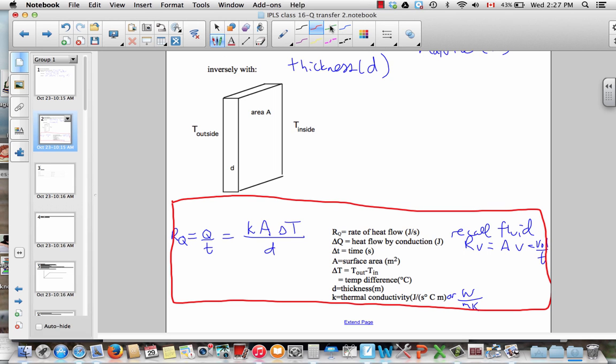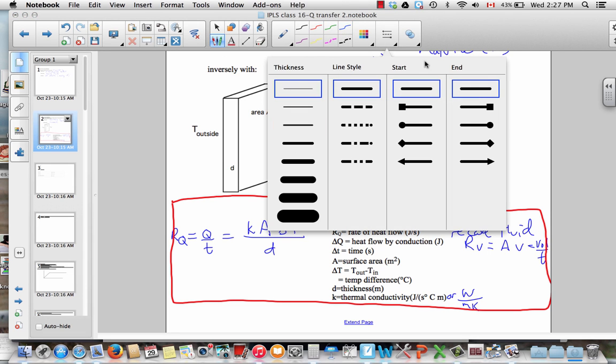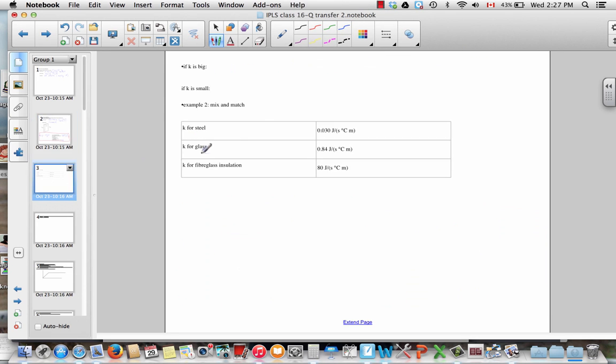Now, let's talk a little bit about the thermal conductivity K. So if K is big, that's a good conductor. So what's an example of a good conductor of thermal energy? Well, that would be something metallic. That's why we make pots out of metal. If K is small, then we're dealing with something that's an insulator. That may be, say, like a piece of foam, or body fat is a good insulator.